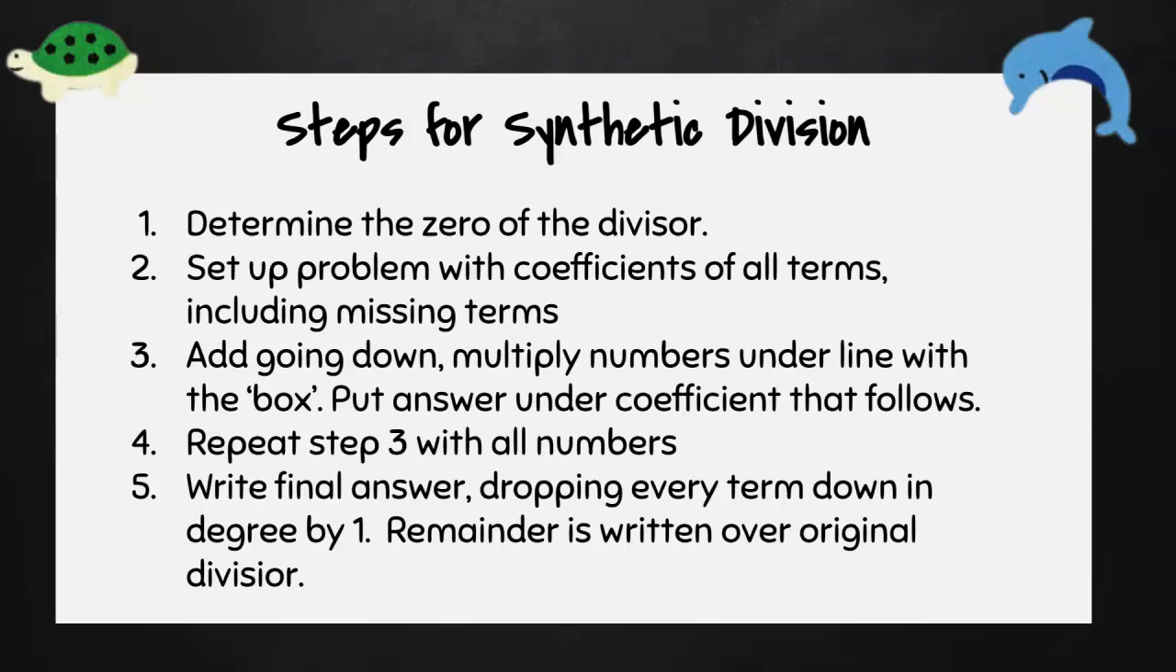And then writing your final answer, you're going to drop every term down a degree by 1. And if you happen to have a remainder, that's going to be written over the original divisor. So let's look at some examples together.